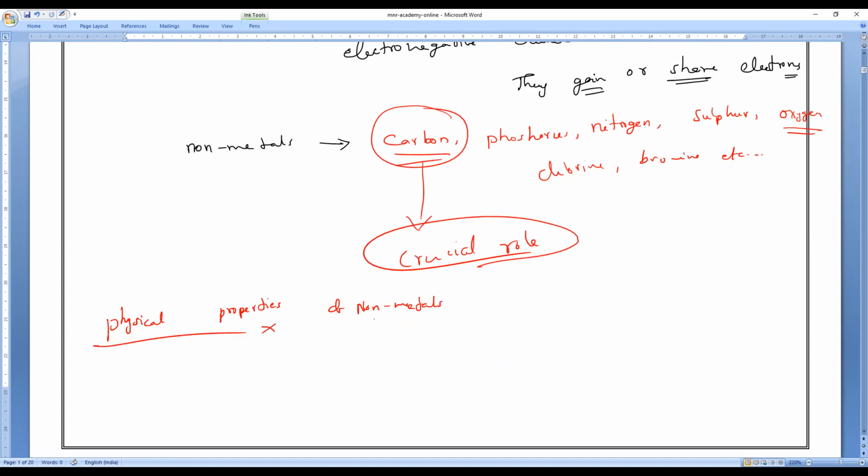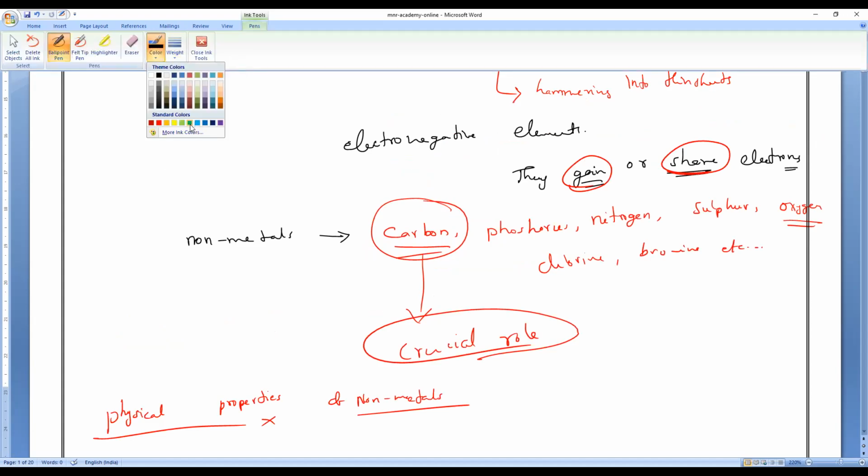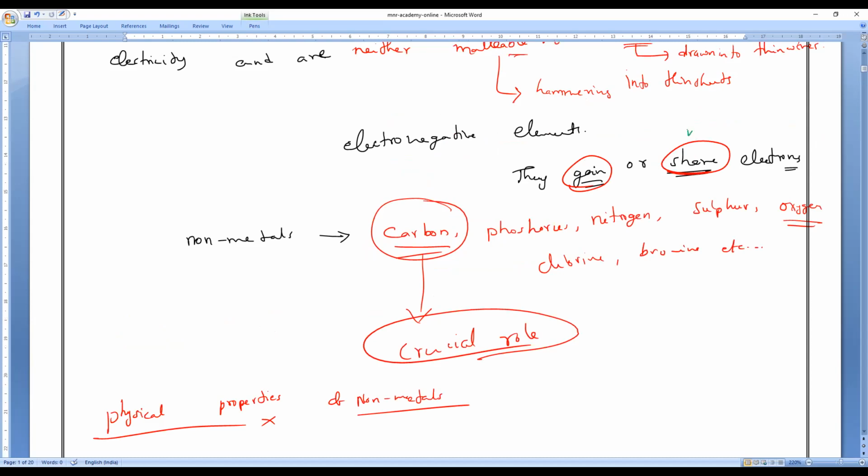Now before going on, I want to say one thing. Remember, these non-metals will either gain the electrons or they will what? They will share the electrons. Am I right or wrong? If they share the electrons, it is neither positive nor negative. But if they gain the electrons, definitely it is what, everybody? It is negative ions.